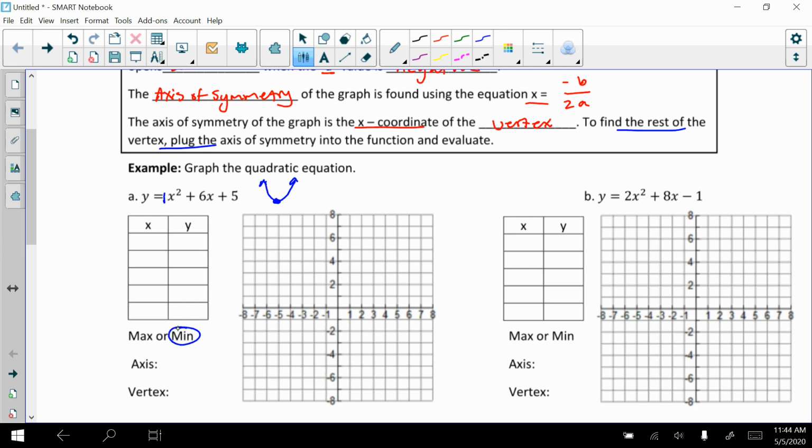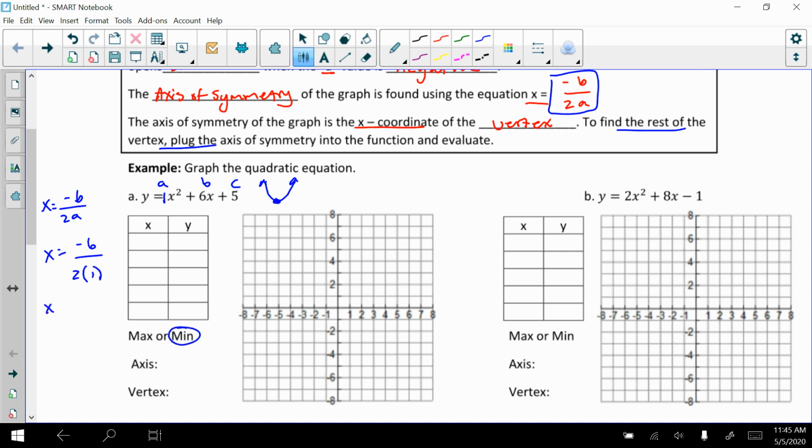Now let's find the axis of symmetry. Remember, I have to use this equation, x equals negative b over 2a. So let's write that over here. x equals negative b over 2a. Well, let's label all of our coefficients. It's a, b, and c. I'm just going to take each of these things and put them into the equation where they're supposed to go. So negative b, well, b is 6 right now, but I need to make it negative, so it's going to be negative 6 on top over 2 times a, which we already determined is 1.